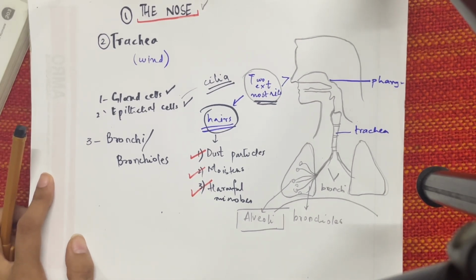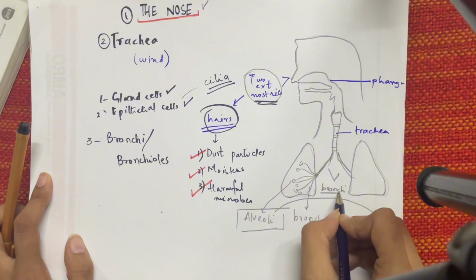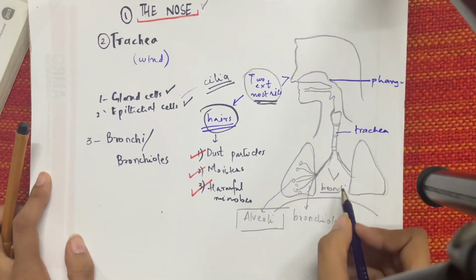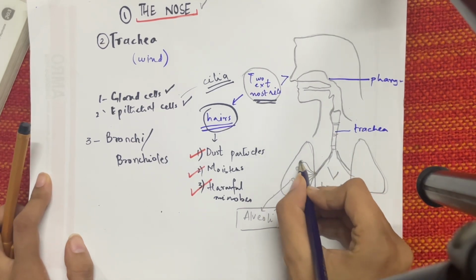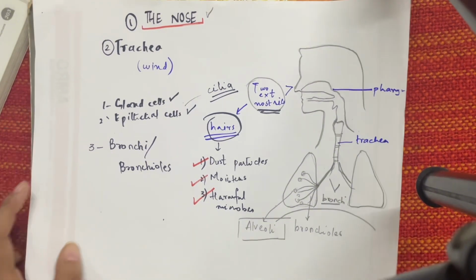So you need to learn that the trachea bifurcates into two tubes. These are known as the bronchi. Then the bronchi further bifurcate into the bronchioles that are present in both the right and left lung. And then the bronchioles give rise to the air sac-like structures known as the alveoli, which are responsible for increasing the surface area to volume ratio.